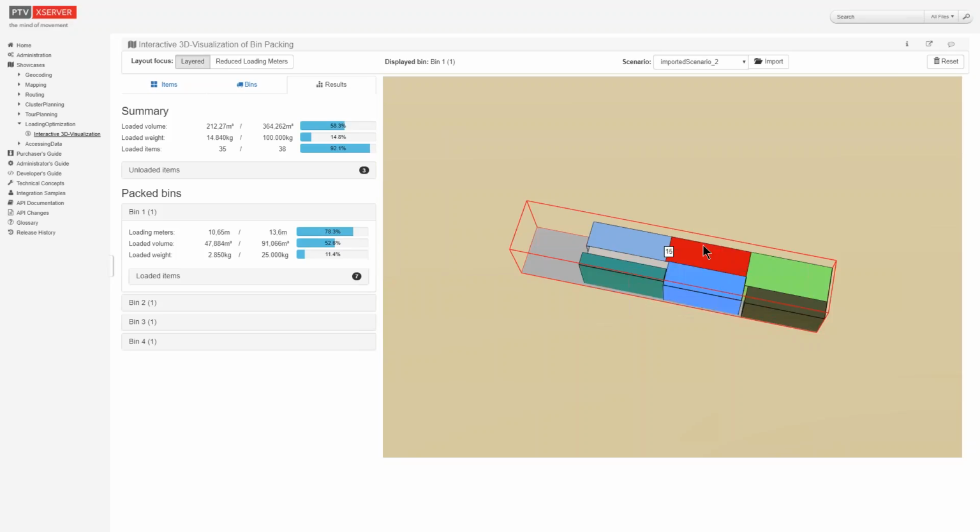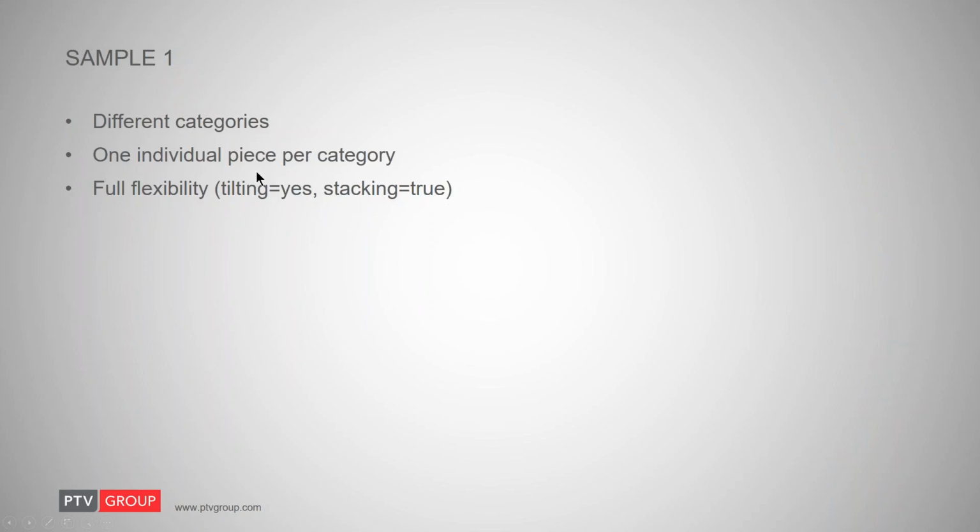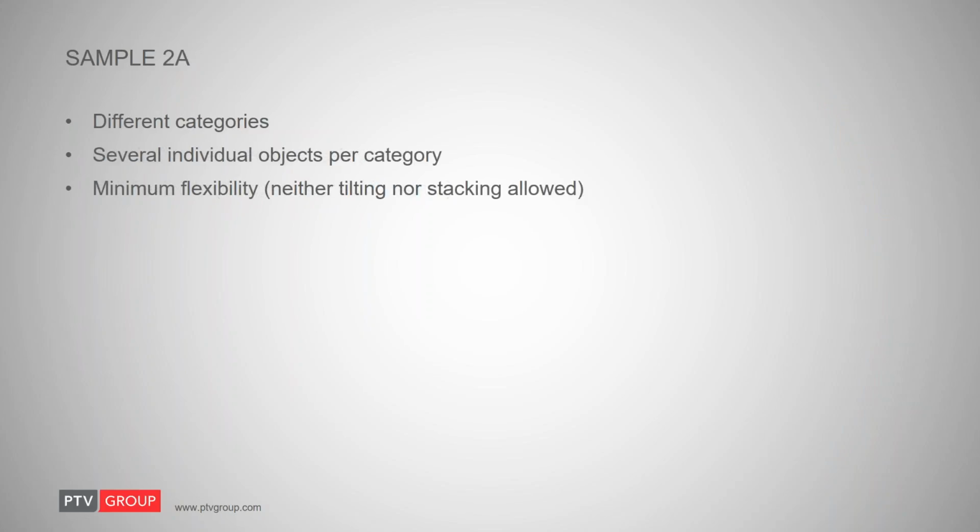So several items of that category, several categories, and example number 2. So we have different categories, several objects per category, and I'm not really allowed to tilt or shift them. So let's go on with the next one, sample number 2B.